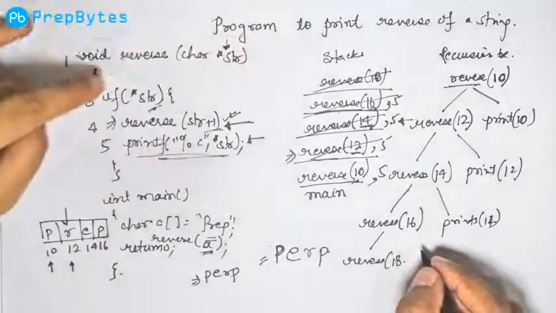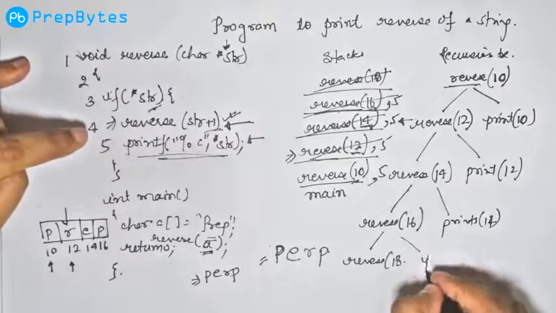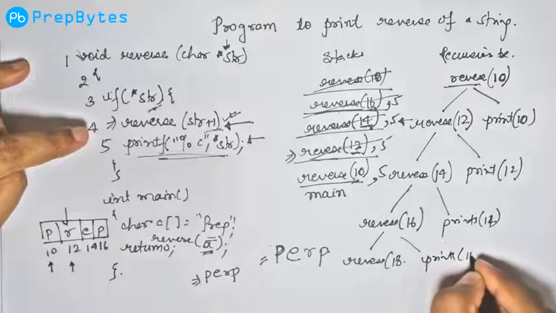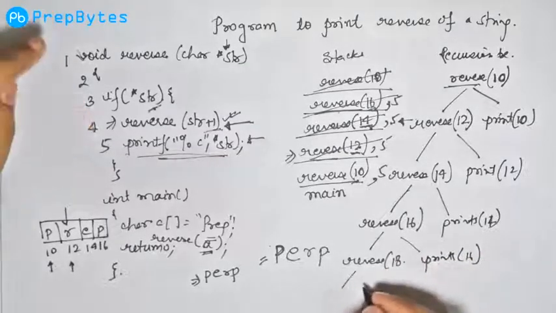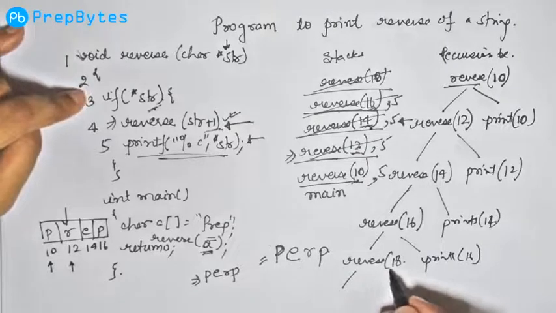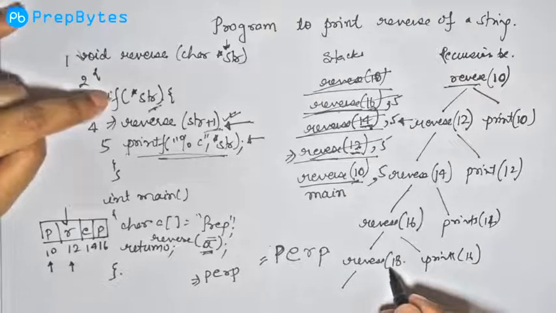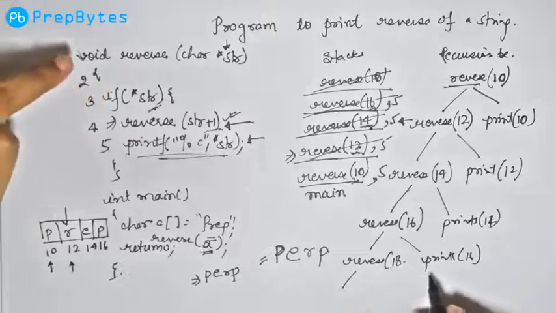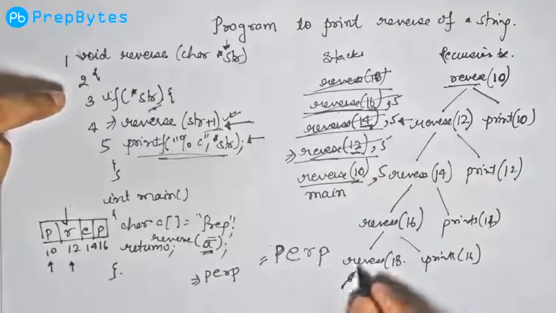Now when reverse 16 prints, now reverse 18. What happens when reverse 18 gets called? It returns from here only. So there is no further function call that's happening.